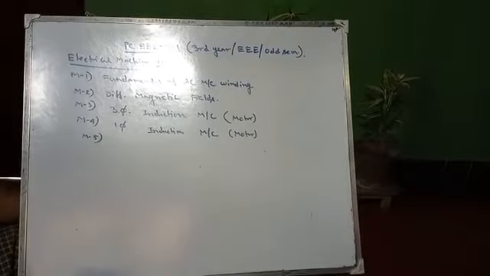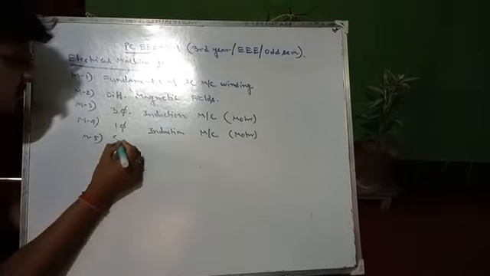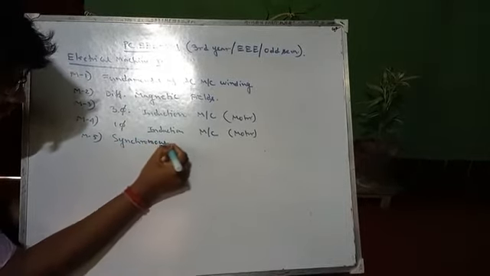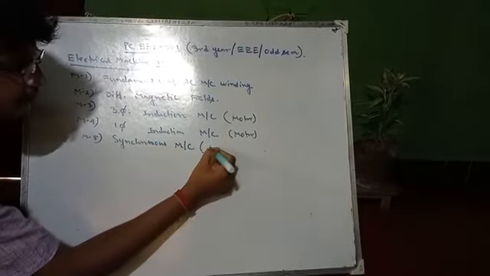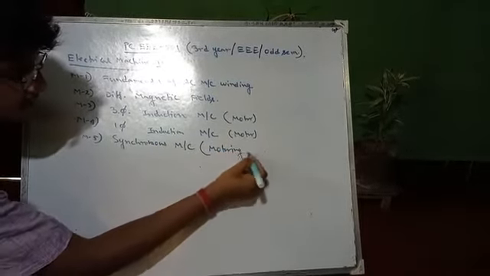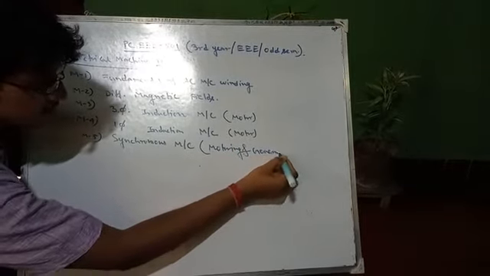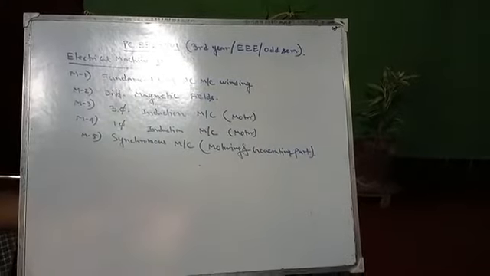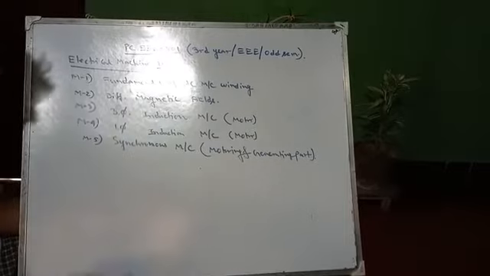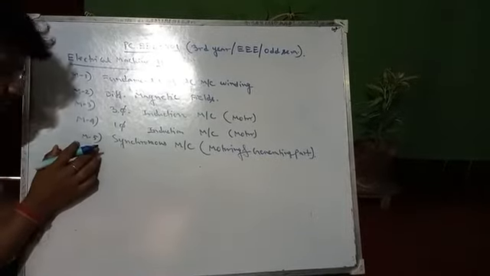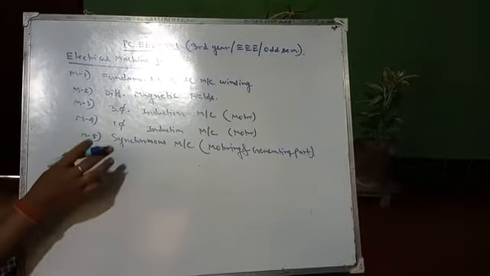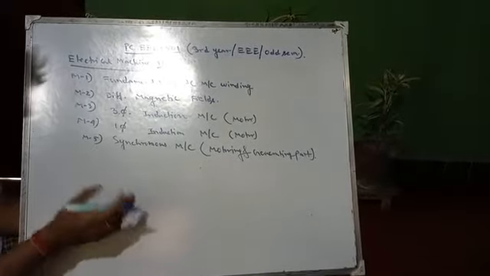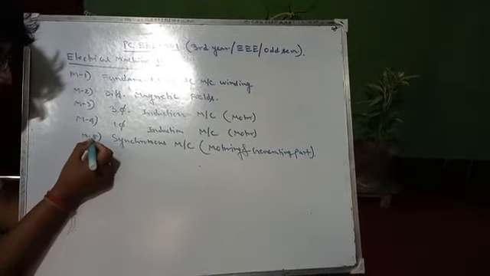Module number 5 in your syllabus is the synchronous machine. The synchronous machine has both a motoring part and a generating part. I will discuss what the motoring and generating parts are later, when we reach module number 5. The synchronous machine has two types of operation: the first is motoring operation, the second is generating operation. I will teach you these concepts later.